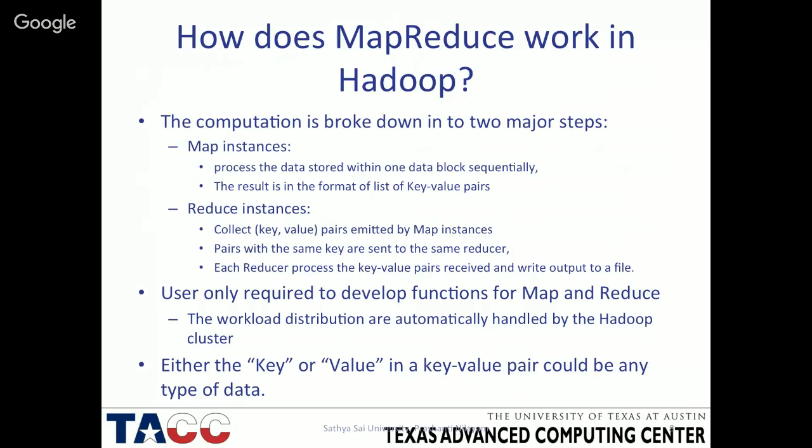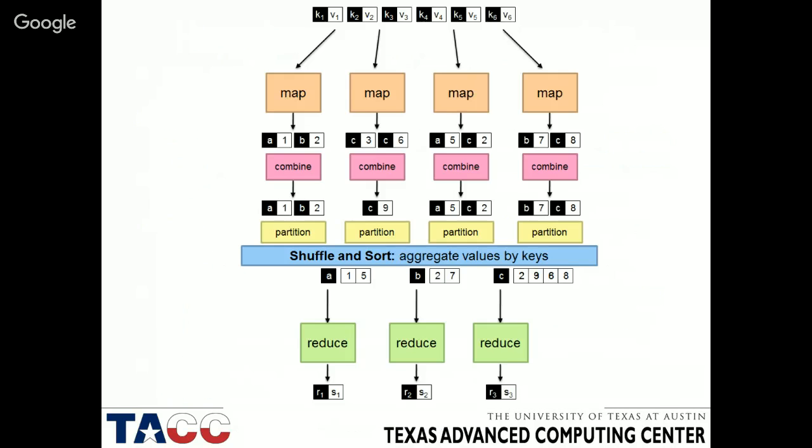So the key value pair is the basic form of the data structure MapReduce uses, and the two major computational steps are map and reduce. In a simple flow chart, the processing goes from top to bottom.